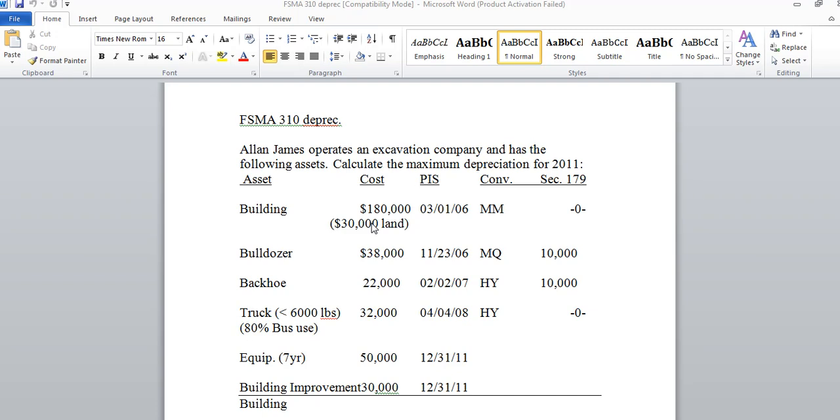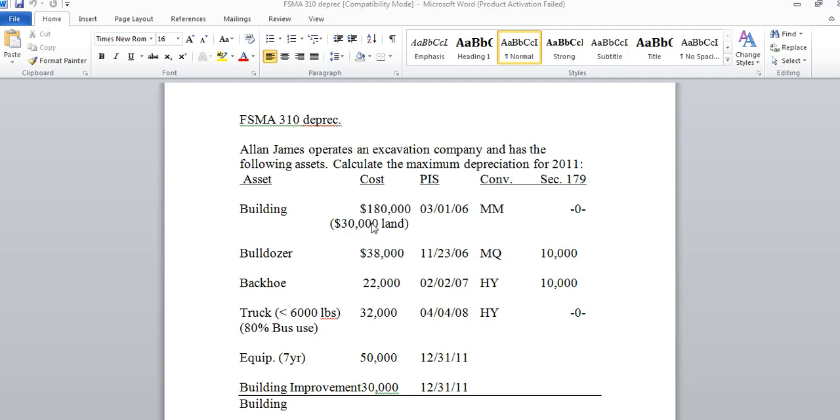So this is a commercial building. If you look on page D7, which is non-residential real property, placed in service in March, during years 2 through 39, the depreciation rate is 2.564%. So you would multiply 150,000 times 2.564%.